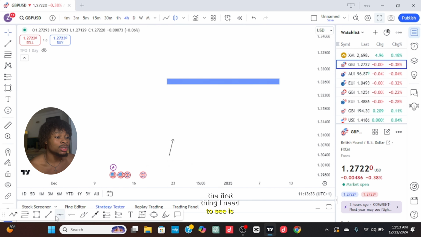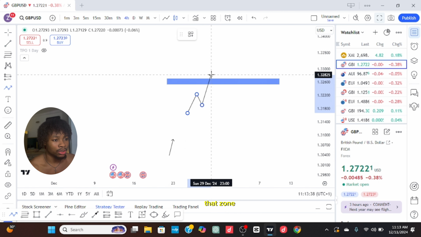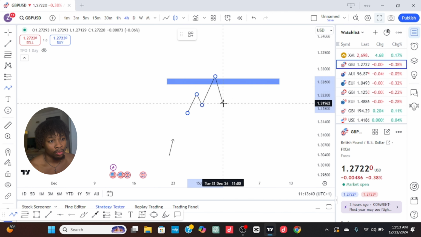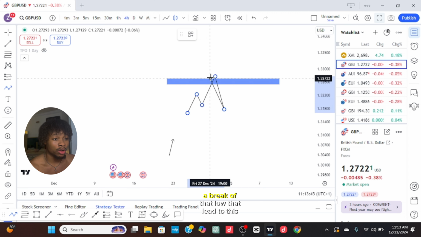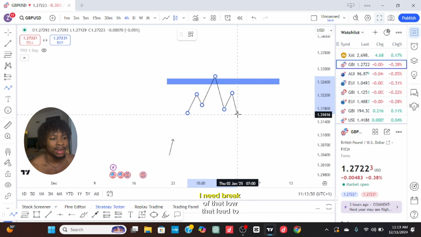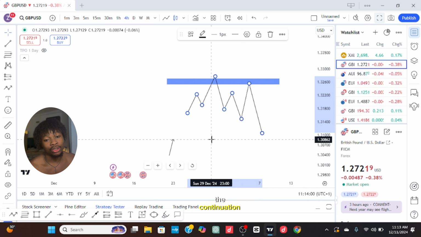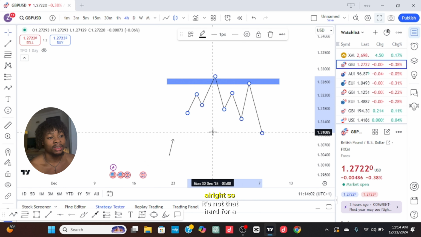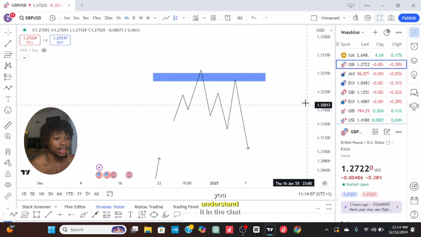The first thing I need to see is a market buy into that zone. All right, number one. Then I need to see a break, which is 2, a break of that low that led to this high. 2, a pullback, 3, and a break of that low that led to that pullback, 4, and then my entering 5 before the continuation. All right, so it's not that hard, but as time goes on, you will understand it in the chart.